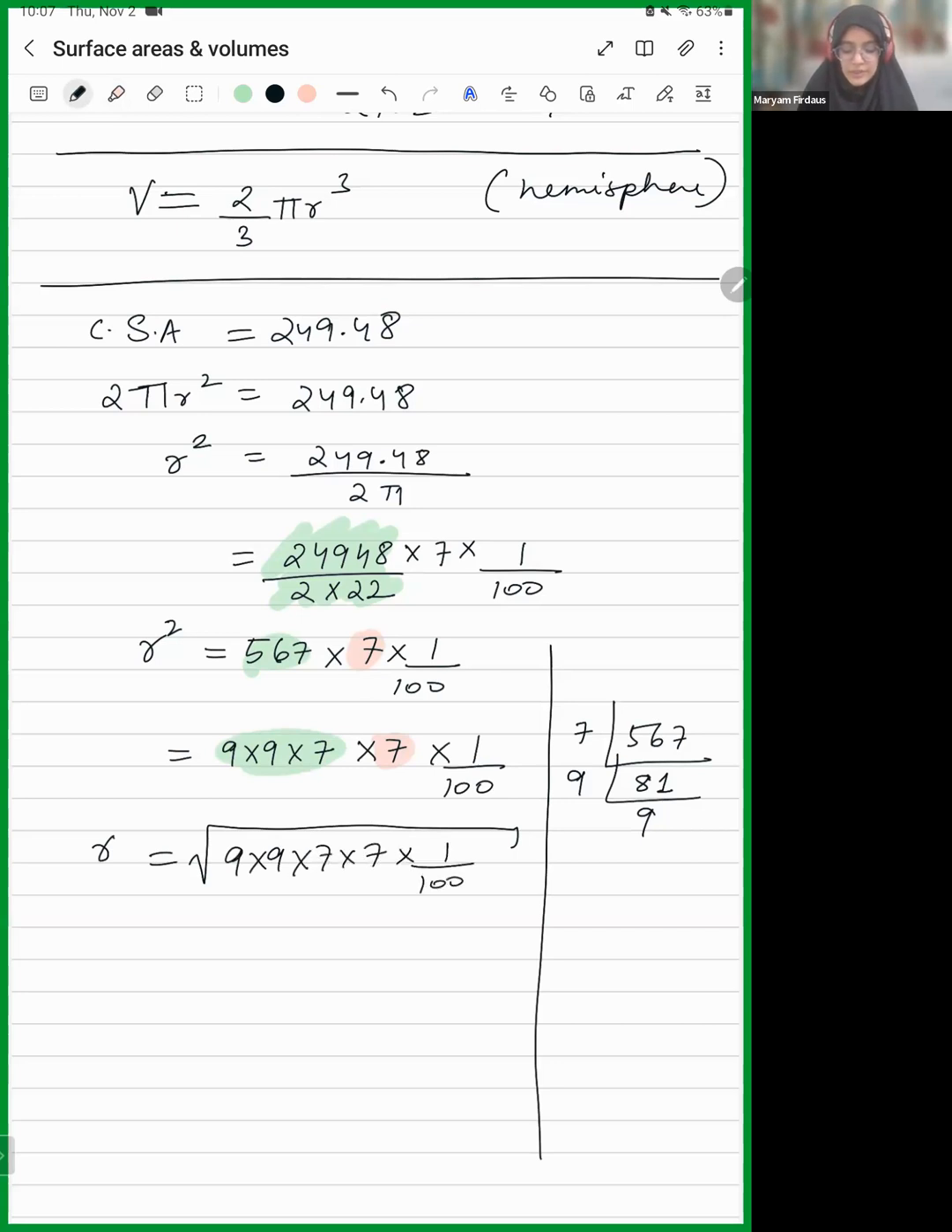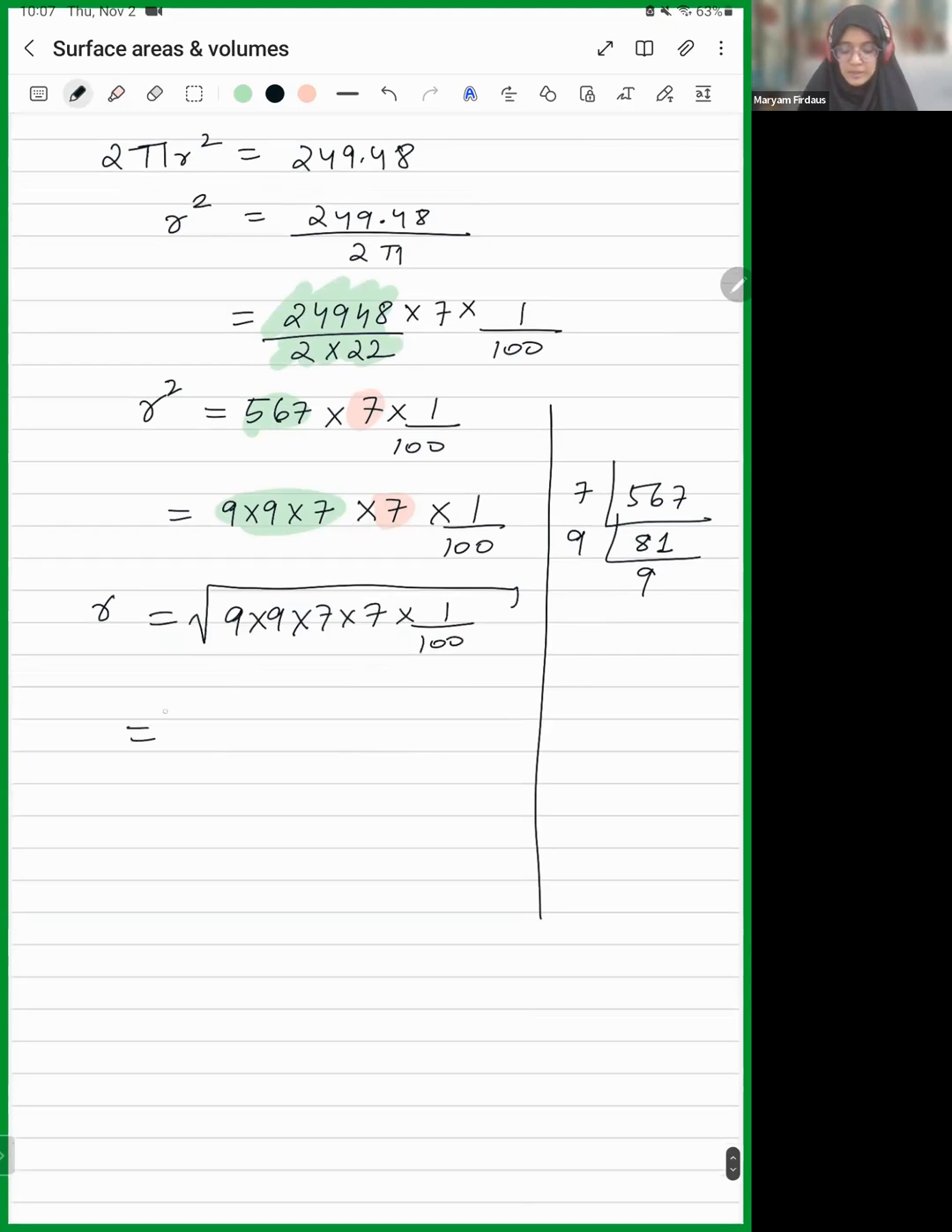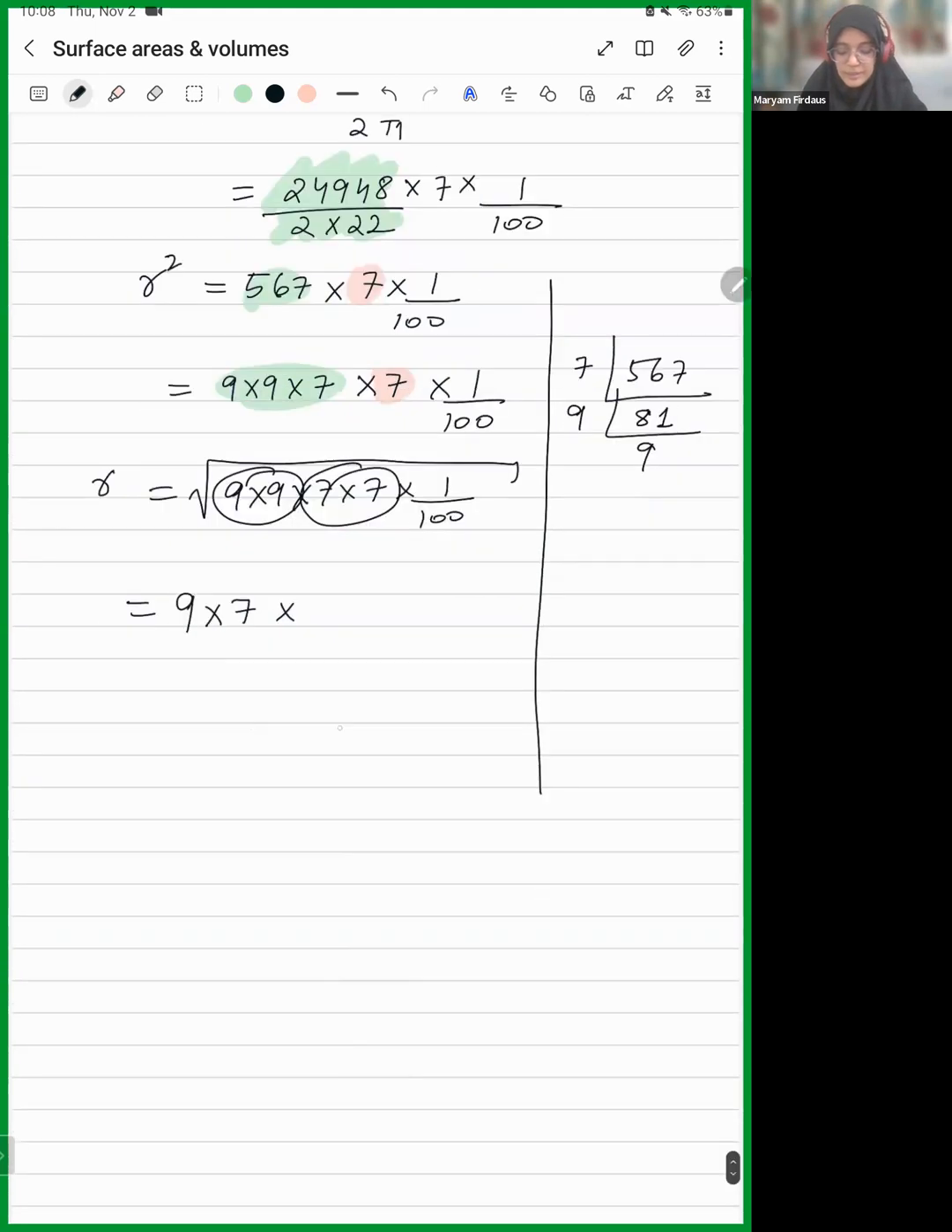So we know how to take root, right? 9 into 9 becomes one pair, 9 comes outside. 7 into 7 becomes one pair. Yes, 3969. And 3969 divided by 100. If you want to do it that way, you can do that as well. 3969, wait a minute. Yeah, 3969 divided by 100.